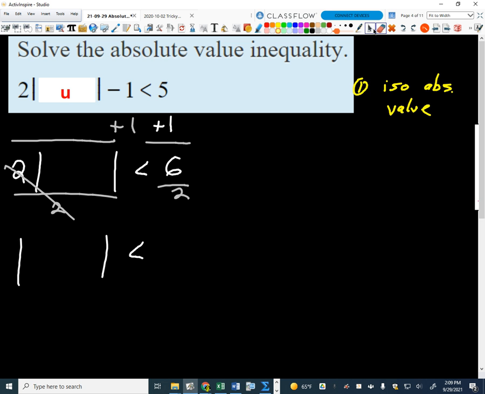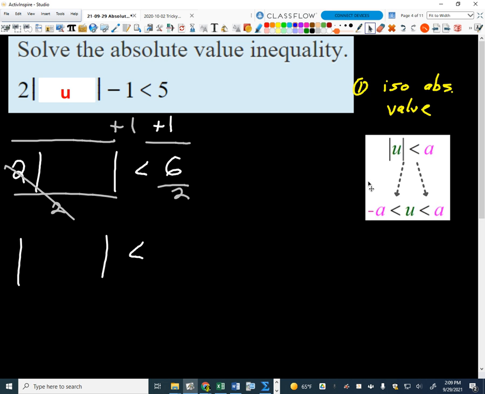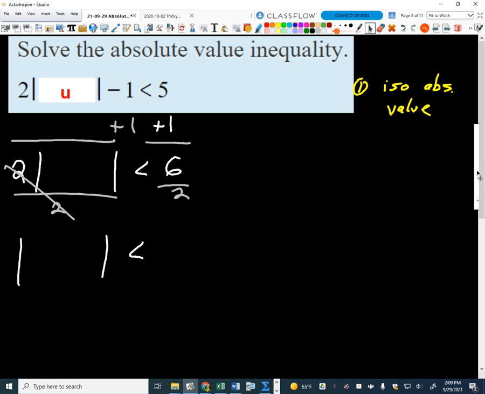I'm going to color code that. What are my colors? Okay. And now we can take a peek at what's inside. What's inside is 3x plus 9. So we isolated the absolute value.